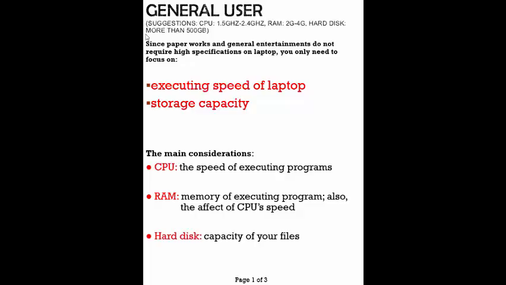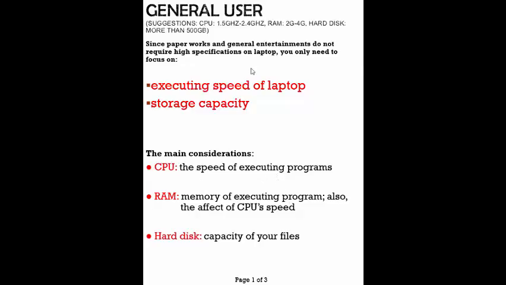In the general users information, you can see the name of the group on the top. Then you will see the suggestion. The suggestions provide the specification for general users' laptop components, which will be explained in more detail on the next page. And then you will see the explanation for general users' purpose. So I list two aspects that general users should focus on. Then, according to the aspects, I list three considerations for general users, and I also describe them briefly on this page.